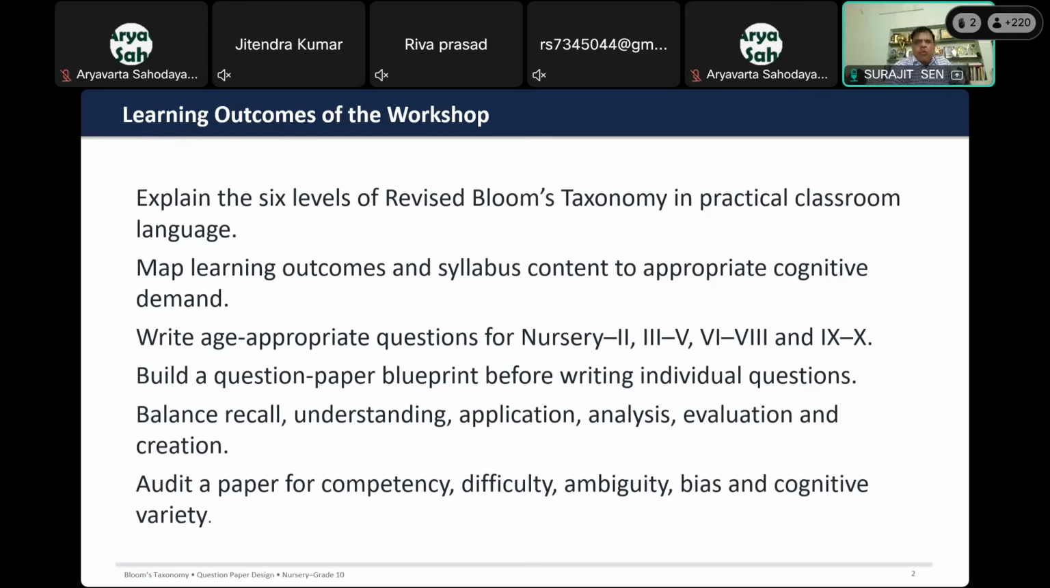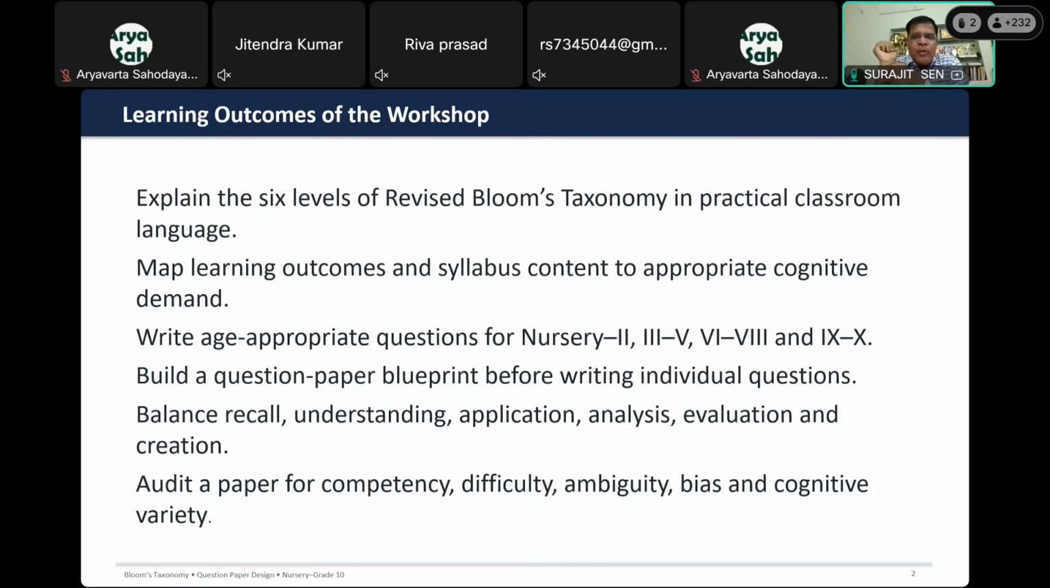Learning outcomes of this workshop. Through this workshop, what will we learn? We will learn how to explain the 6 levels of revised Bloom's taxonomy, and map learning outcomes and syllabus content to appropriate cognitive demand. Please remember the appropriate cognitive demand: how much the brain can take, analyze, and systemize. That is very important. We will write age-appropriate questions from nursery to class 2, 3 to 5, 6 to 8, and of course 9 and 10. We will see the balanced recall, understanding, application, analysis, evaluation and creation, all the various aspects of Bloom's taxonomy.